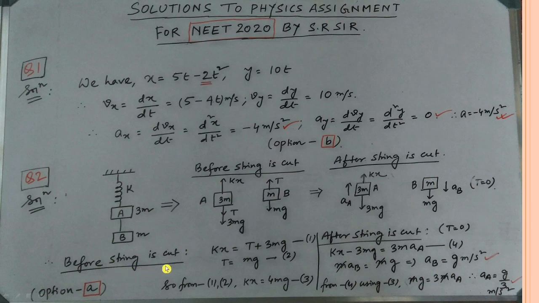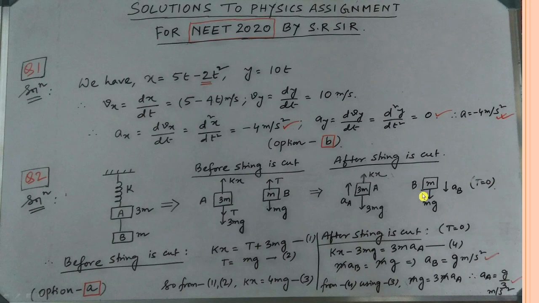Before the string is cut, Kx is equal to T plus 3mg. There was no acceleration present, because there was an equilibrium state. You are elongating the spring, and the spring also exerts a restoring force to come back to the original position. Same for B, it was in equilibrium. But when you cut the string, the equilibrium is lost, so an acceleration comes into play.